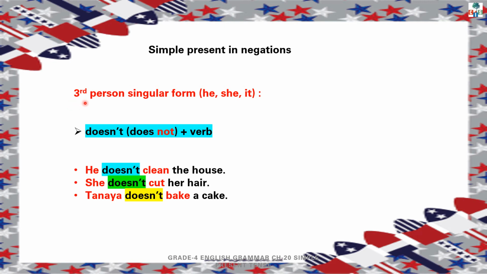And for the third person singular form, he, she, it, or any other singular noun, we use does and we add not to it, so it becomes does not. And with it, we use the base form of the verb. For example, he doesn't clean the house. She doesn't cut her hair. Tanaya doesn't bake a cake. So, like this, you have to frame the negative sentences for the third person singular nouns or pronouns.